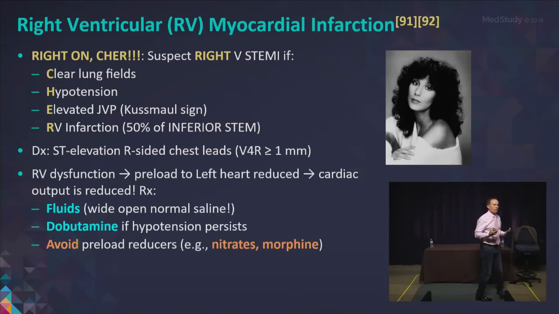Why is it important to know if they have right ventricular infarction? Why don't we just treat them the same? The reason is, if the right ventricle is not pumping blood properly to the left heart, all sorts of badness can happen. And they can even crash and burn if you give them certain medicines, including things that we often routinely give these people, like nitrates and morphine. So if they have a right ventricular infarction, no morphine, no nitrate, and oftentimes start them on wide open normal saline, because they're going to need as much passive pushing of fluid from the right side of the heart to get to the left side of the heart. And if they are still hypotensive, then consider adding dobutamine as well.